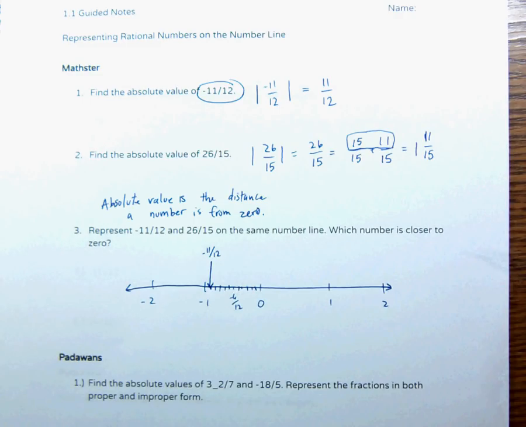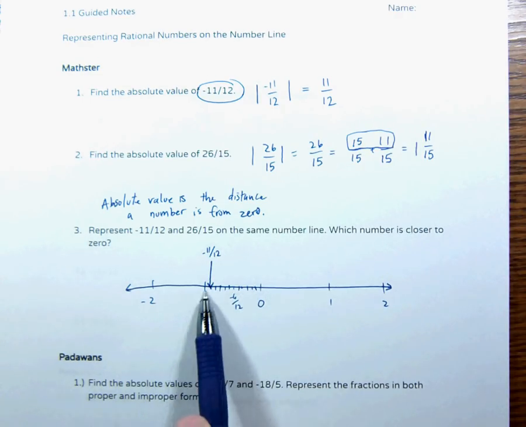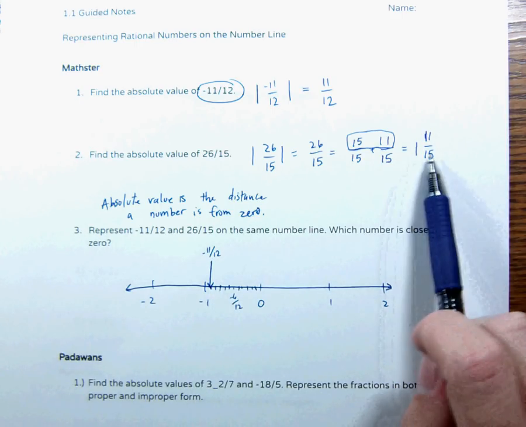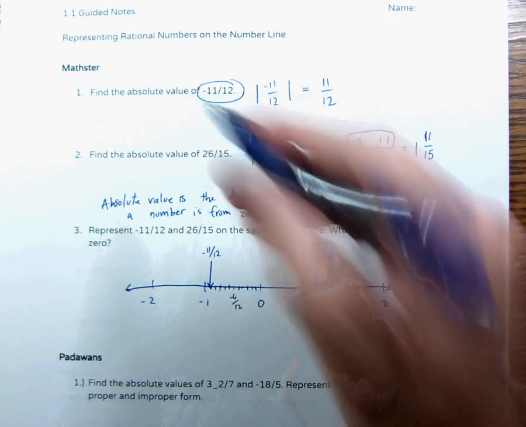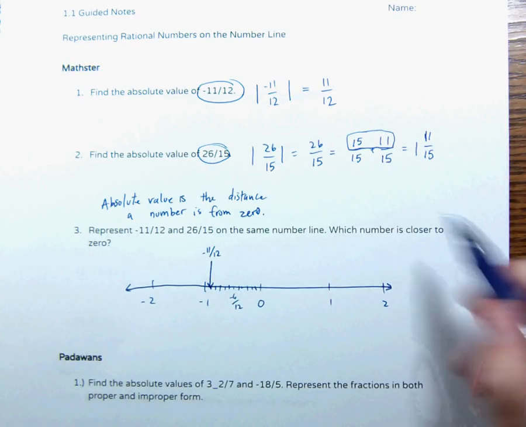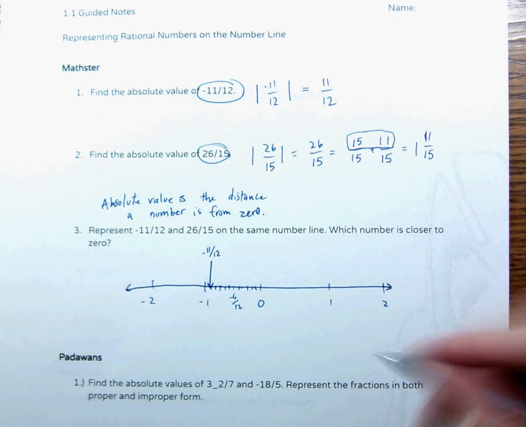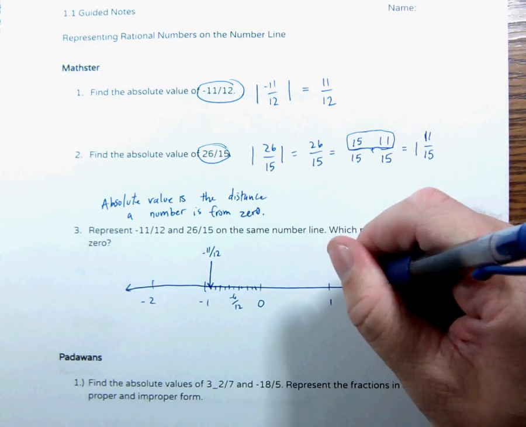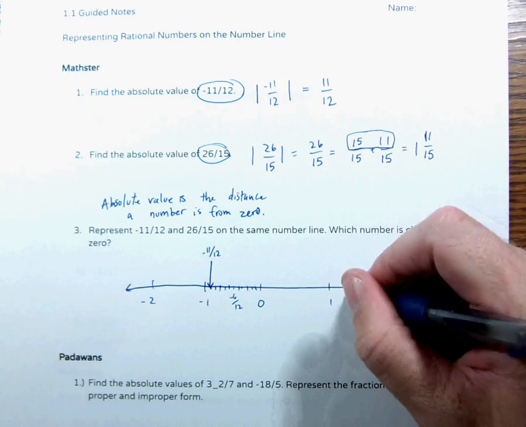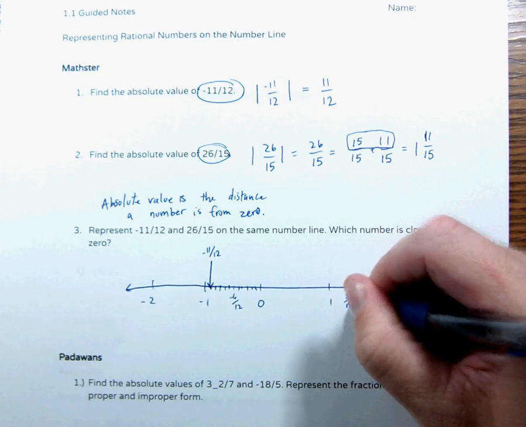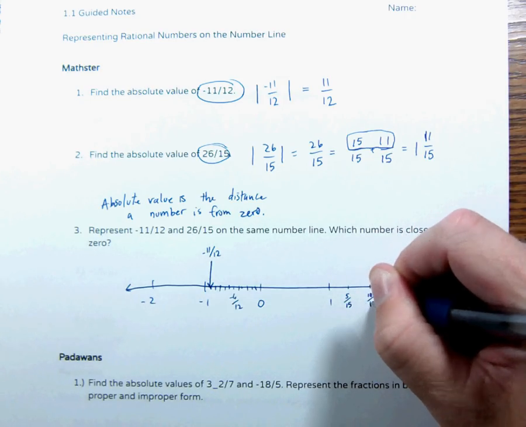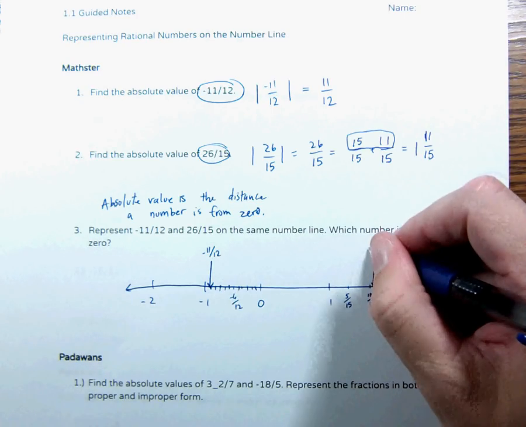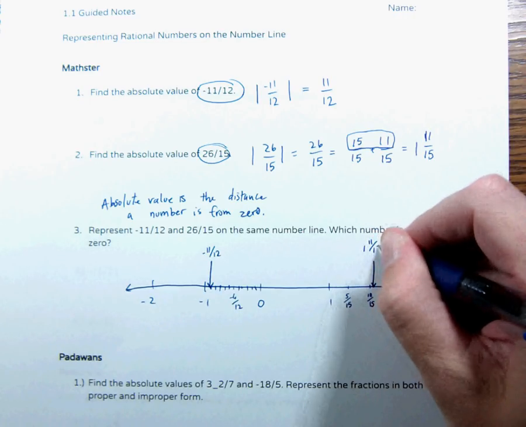Okay, so if we go back, there's 12 check marks here. Negative 11 twelfths is right here. If I want to do 26 over 15, remember that is the same thing as 1 and 11 fifteenths. So it'll be around here somewhere. So this is 5 fifteenths, this is 10 fifteenths, 11 fifteenths is going to be right there. So that is 1 and 11 fifteenths.